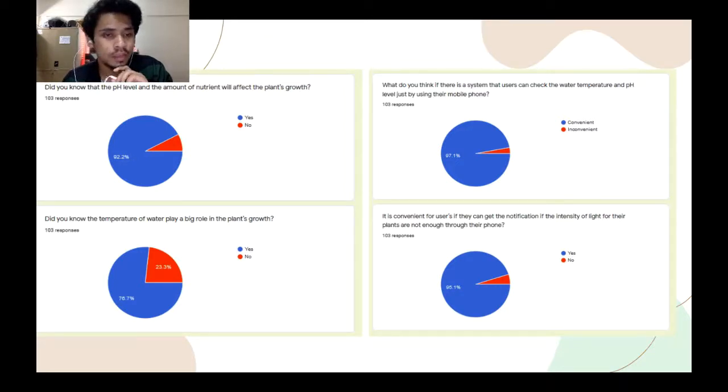And next, around 76.7% say that the temperature of water plays a big role in the plant's growth. And lastly, it is convenient for users if they can get a notification through their phone if the intensity of light for their plants is not enough. Around 95.1% of them say yes. So that's all from me.